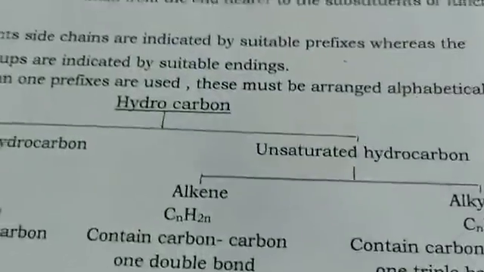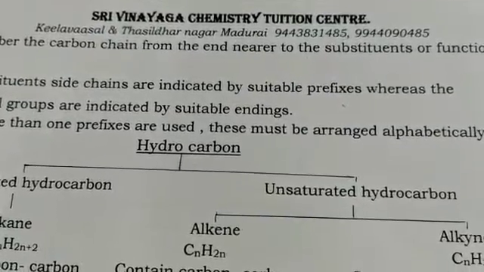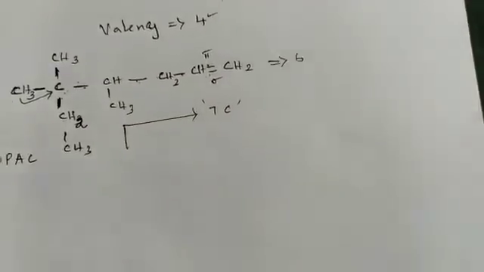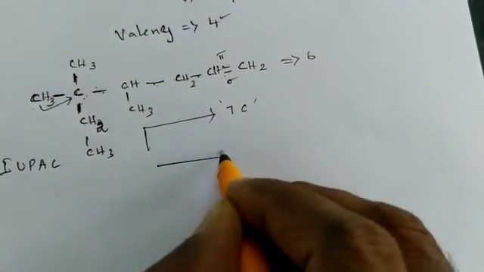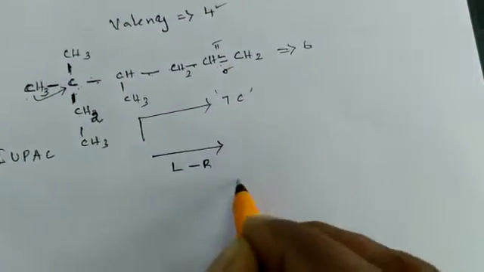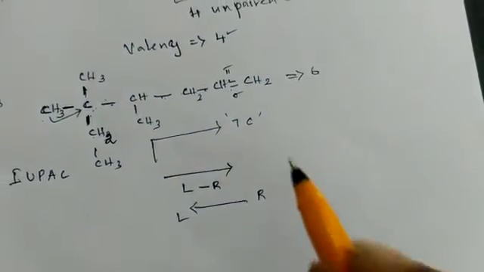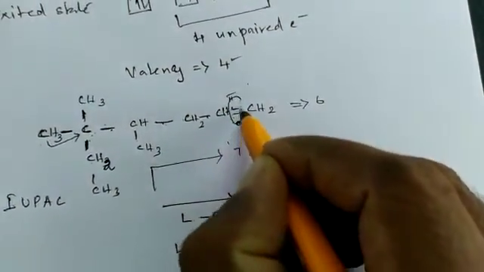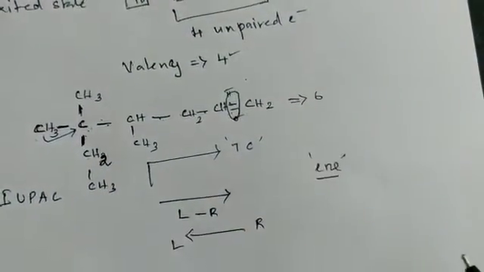Second one is number the carbon atoms from the end nearer to the substituents or functional groups. We can start the numbering from left to right, or we can start from right to left. Here the functional group is here. Double bond is also considered as a functional group. Ene group. Alkene. So this is also a functional group.